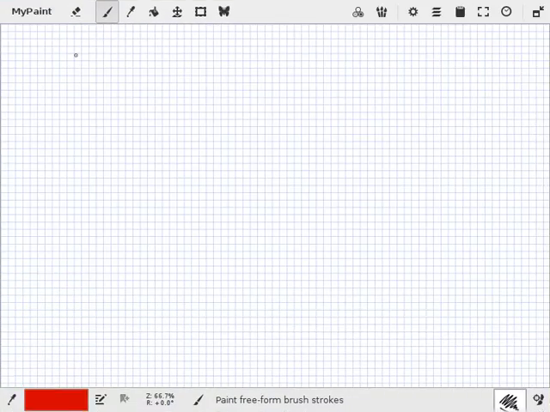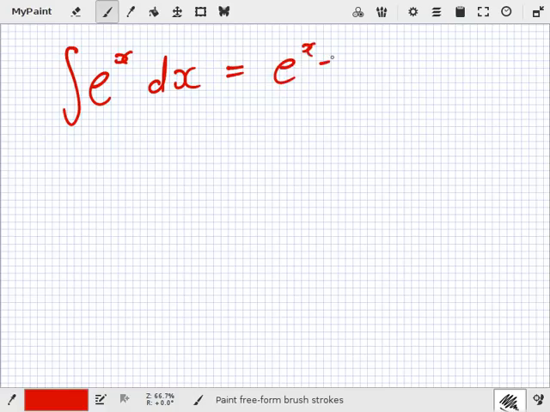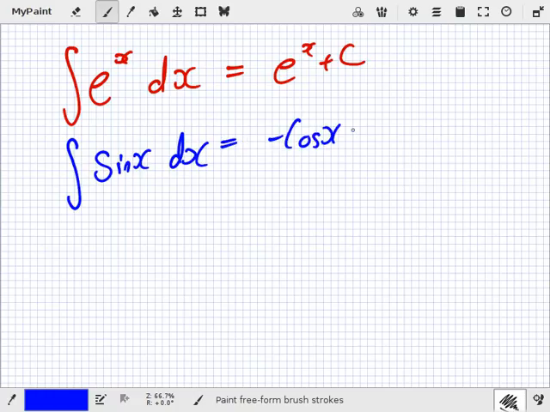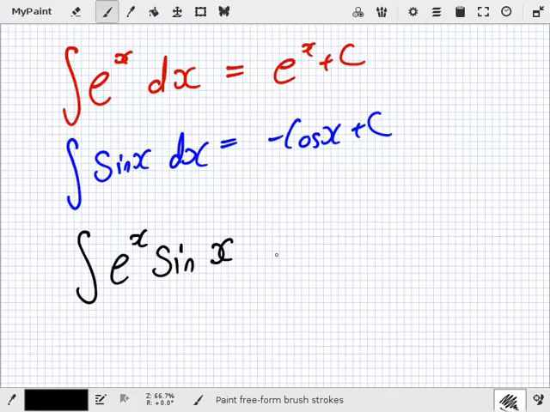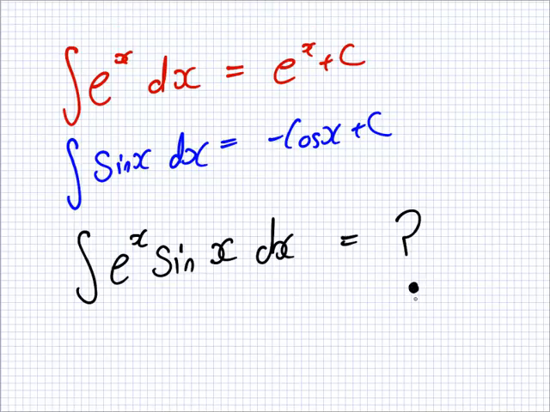So for example, this here is e^x plus C. This one here is minus cos x plus C. So it makes you think that we should be able to do this one. You think that we know what e^x is, we know what sin x is, so why don't we know e^x sin x? We have no rule for e^x sin x, and substitution wouldn't work here. It doesn't make it simpler.